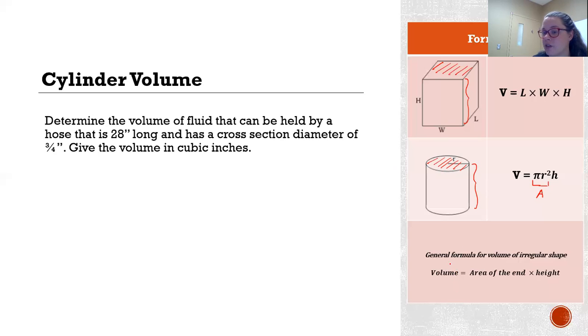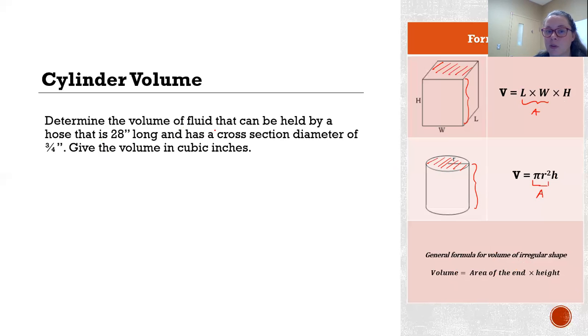You'll notice down here I have a general formula, area of the end times height. And that's basically what these all work into, because this is the area of a rectangle times height, area of a circle times height, area of the end times height. So that will give us the easy formulas for them.